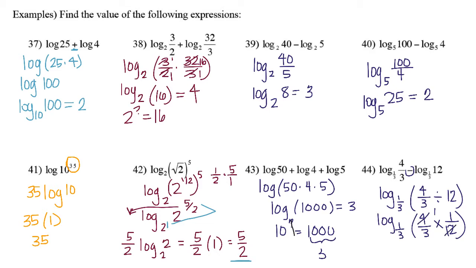4 cancels into 12, leaving 3. So let's see what we have here. Log base 1/3 of, and that's going to be 1/9 of 1/9. So 1/3 to what power gives me 1/9? 1/3 squared gives me 1/9. So my answer is 2.